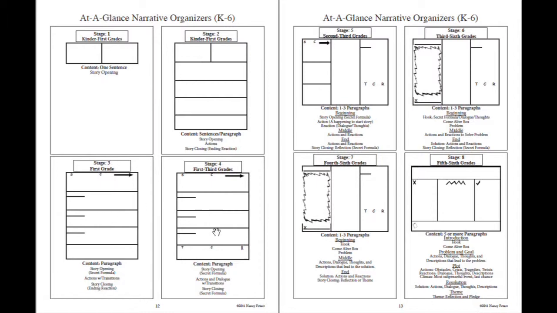Under each one of these stages, you will see not only the organizer, but also what content will be in those organizers. So stage 1 is going to be a story opening for a narrative, and that's going to be 1 sentence. Jump to stage 2, that will be a story opening with actions and a story closing. So the content of this will be sentences and a paragraph, and this is what the organizer will look like. As you go up each stage, you will see the different organizers and then the descriptor of the content.